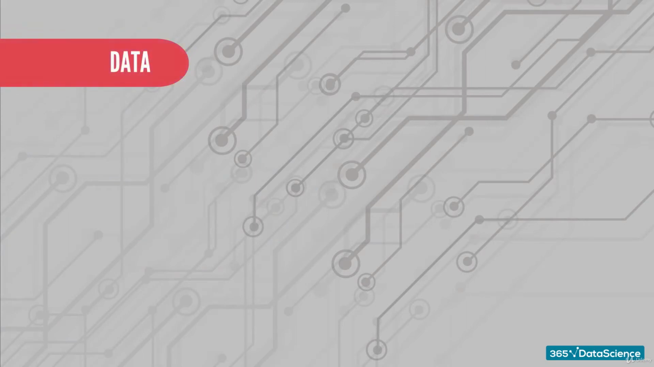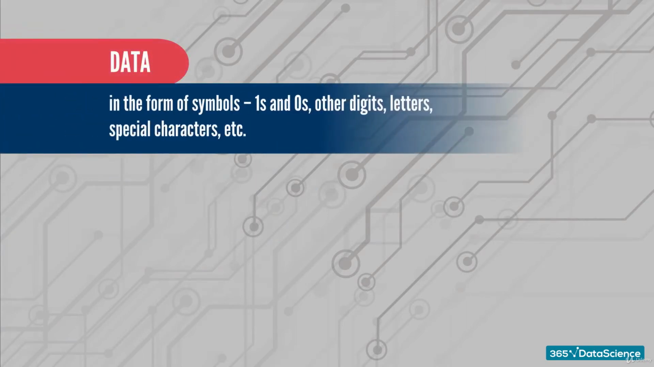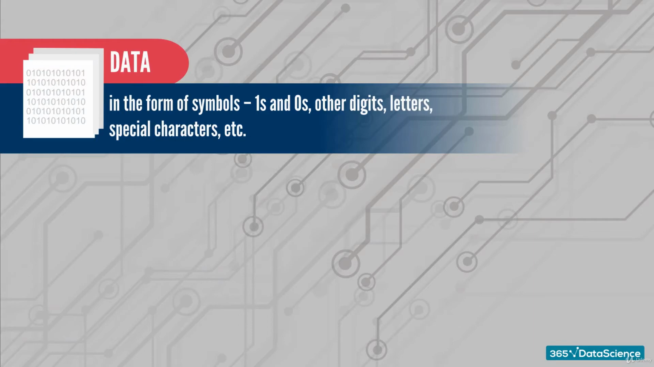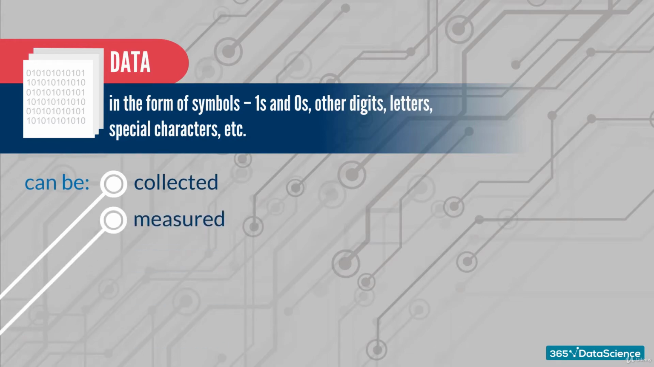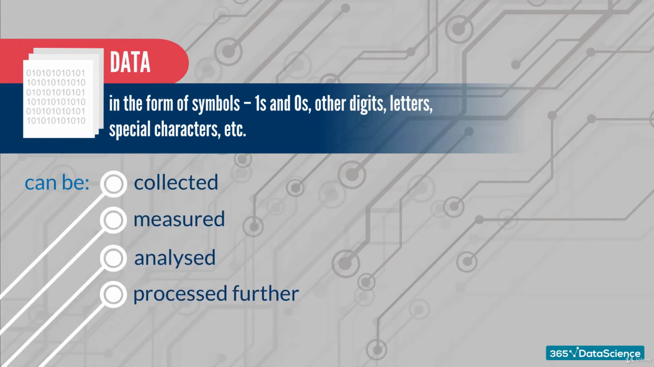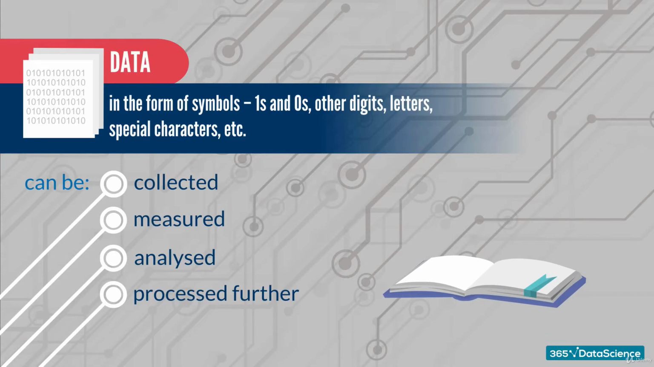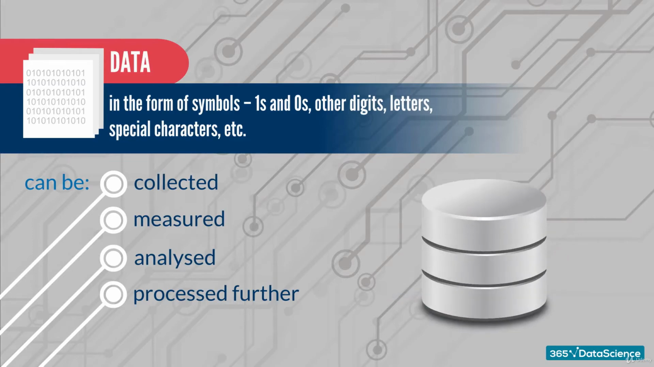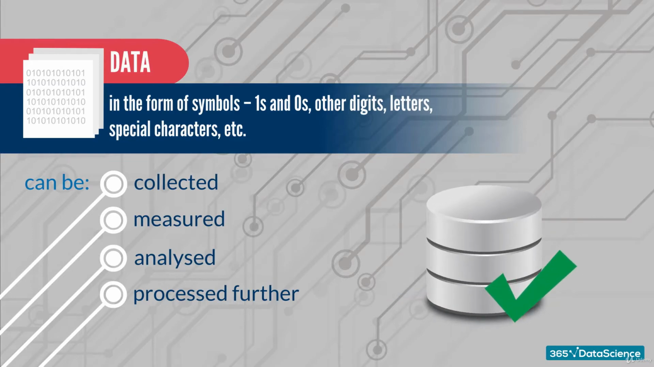Data means information stored in the form of symbols, ones and zeros, other digits, letters, special characters, etc. Thus, it can be collected, measured, analyzed, and processed further. Where can you find data? Well, we are not talking about physical books with thousands of written pages or the enormous accounting ledgers from the 60s. Data today is stored practically in databases. The latter represent an electronic collection of data, or a structure filled with information, if you prefer, organized in a way that is easy to access, manage, and update.